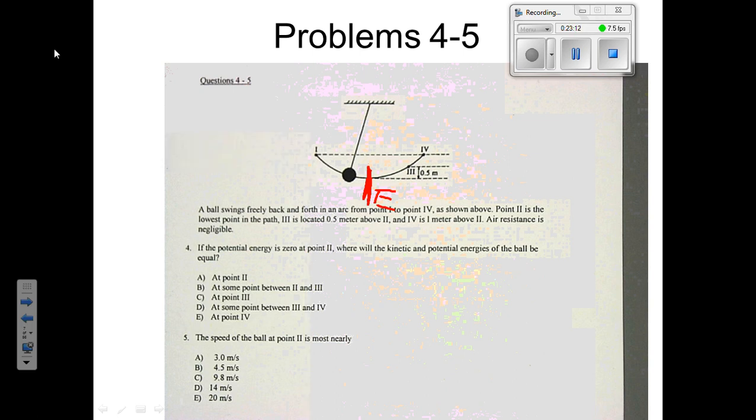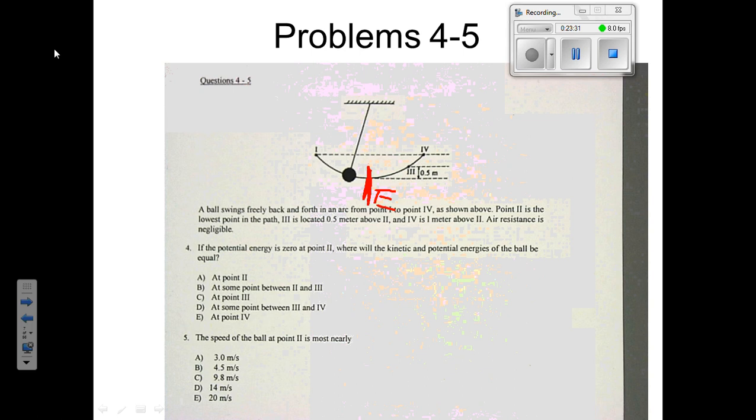Point 3 is located 0.5 meters above point 2, and point 4 is 1 meter above point 2. Air resistance is negligible. If the potential energy is 0 at point 2, why would the potential energy be 0 at point 2?